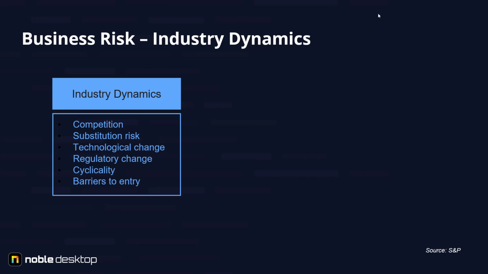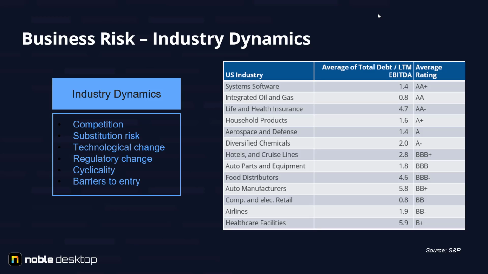And last but not least, we would look into barriers to entry within that industry, which are factors that can prevent newcomers into a market or industry sector and so limit competition. This can include high startup costs, regulatory hurdles, or other obstacles that prevent new competitors from easily entering a business sector. Here's an example of the US industry ratings.